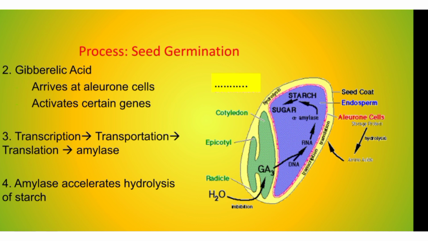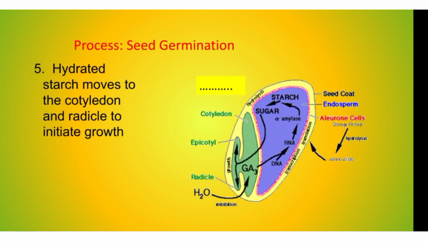Then for the transcription, we have translation, and amylase. And the fourth is amylase accelerates hydrolysis of the starch. So we have seed germination, hydrated starch moves to the cotyledon and radicle to initiate growth. So it will help to push the radicle to go out.